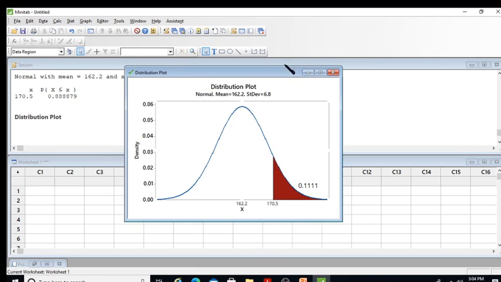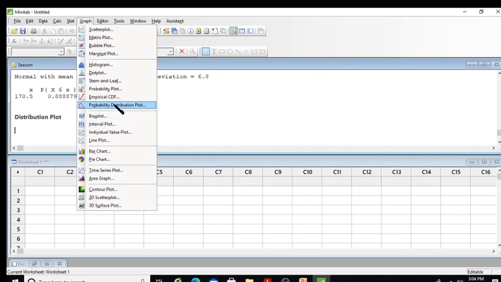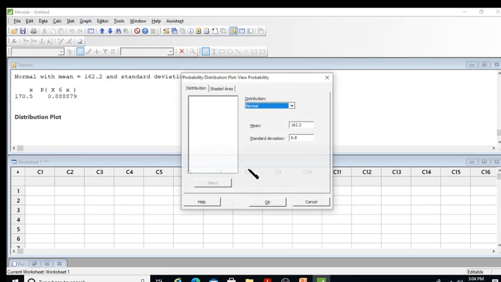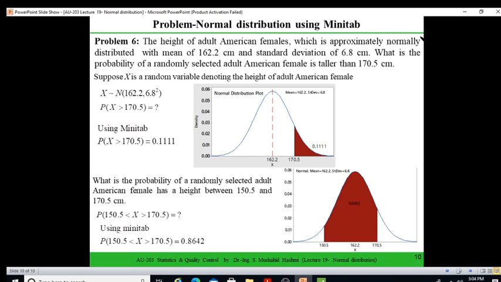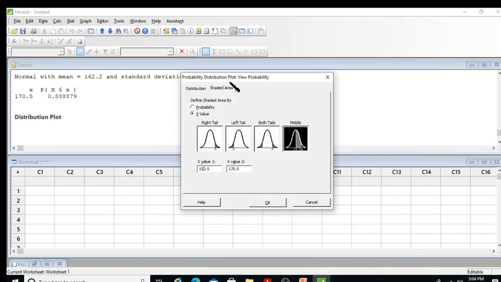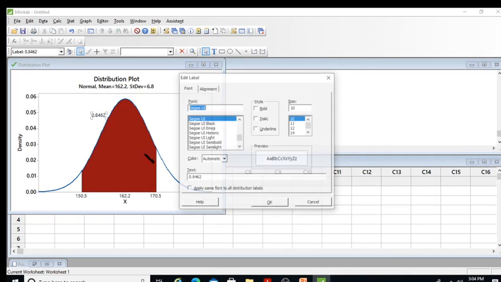And let's say I do it for the other part, where my distribution would be between a certain range. Let's say the range is 150.5 to 170.5. This is actually 150.5 and 170.5. So this area is 0.8462.